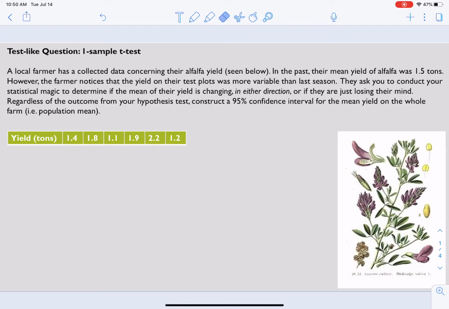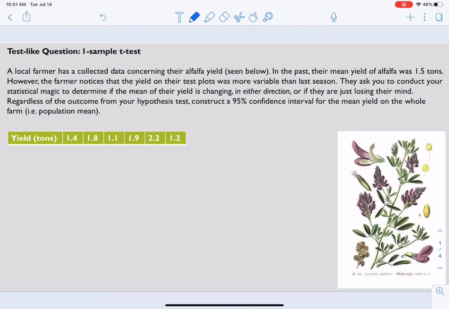Okay, and then regardless of the outcome from your hypothesis test, so whether or not we can conclude that our sample is any different than 1.5 tons, construct a 95% confidence interval for the mean yield for the whole farm, so the population. We want to figure out, based on the sample that we have, can we estimate the population mean for the rest of the farm. Cool. So let's just get into it.